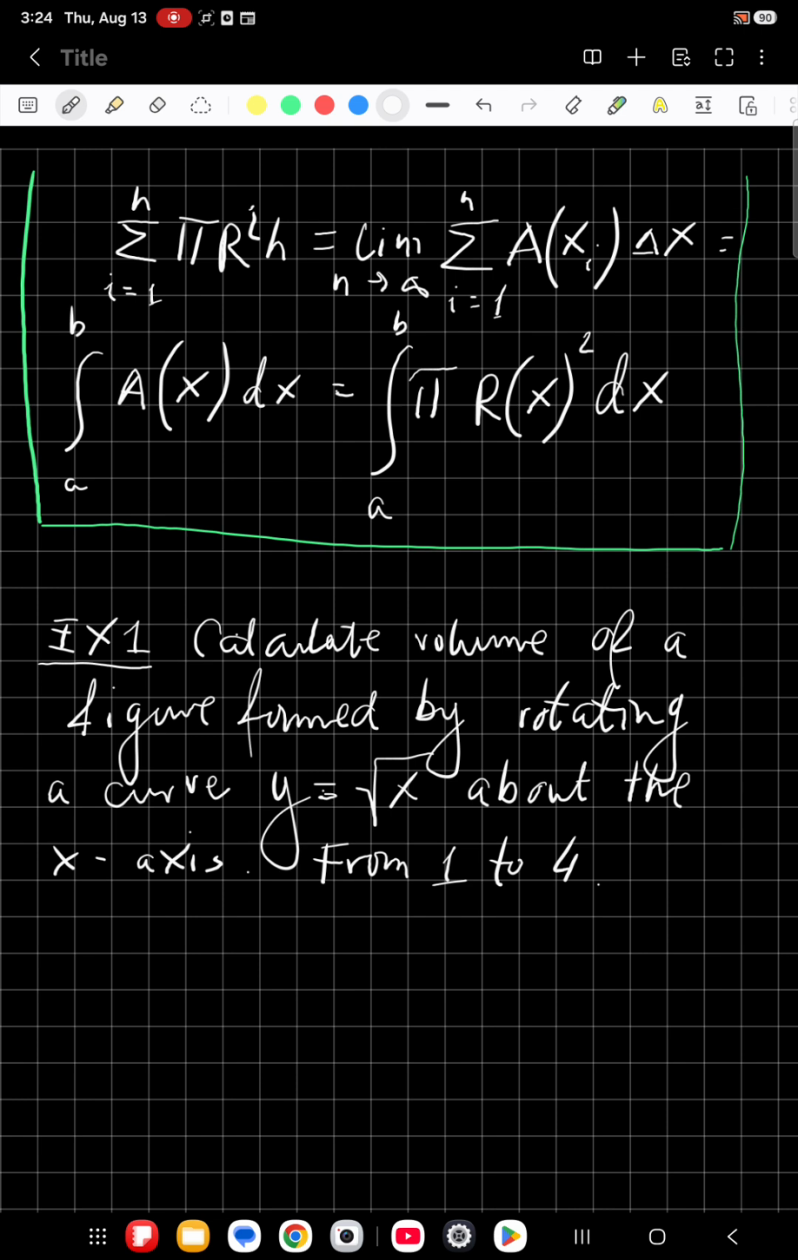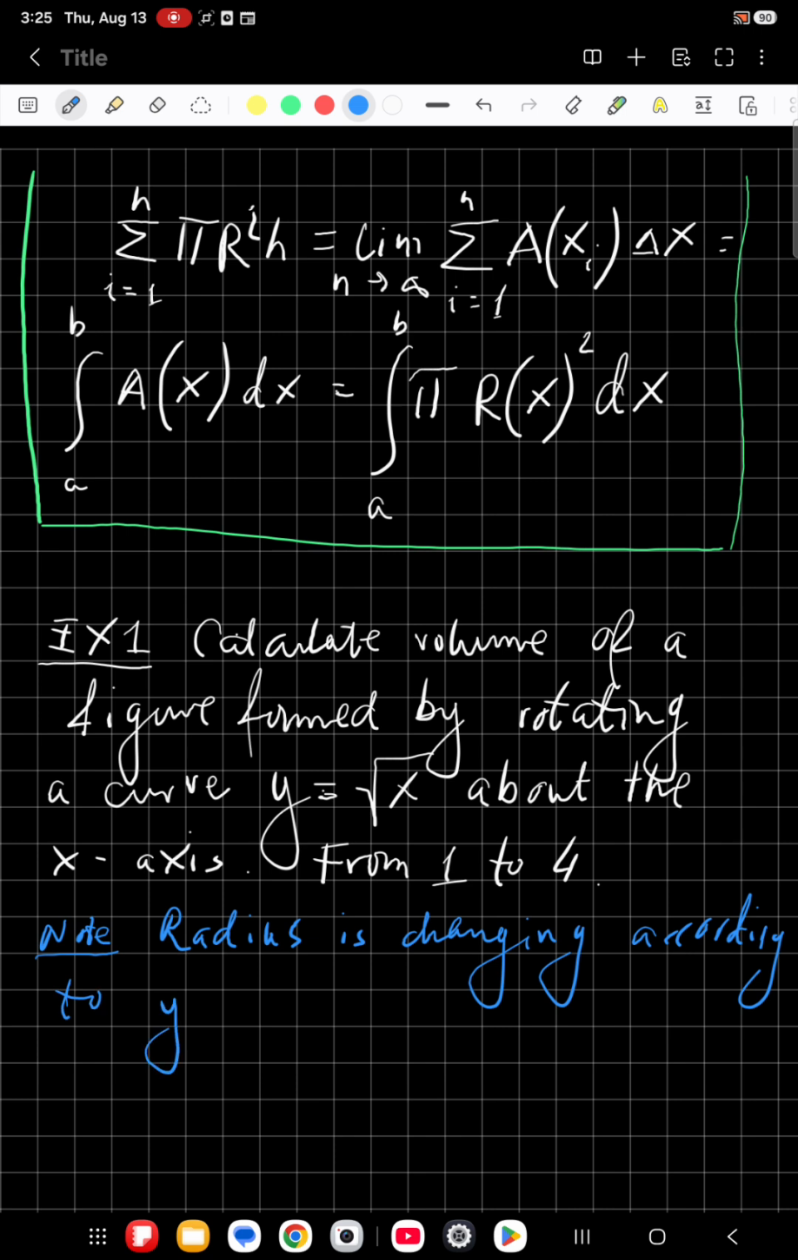Okay, so in calculus 2, you'll be calculating the volumes of figures that are infinite. Anyway, yeah, so let's just write a little note. Note: the radius is changing according to y equals square root of x.